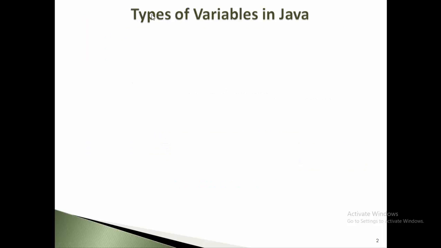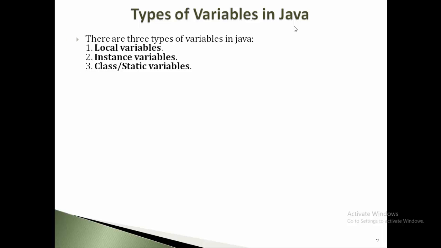Those are the types of variables in Java. There are three types of Java variables: local variables, instance variables, and class variables. And these class variables are also called static variables. These are the three types of variables available in Java. So let us discuss these variables. The first one is local variables.